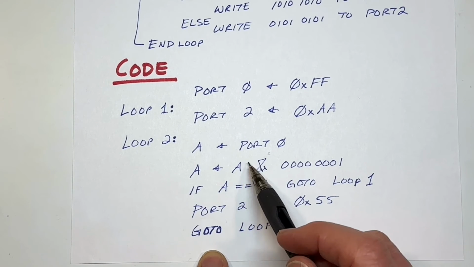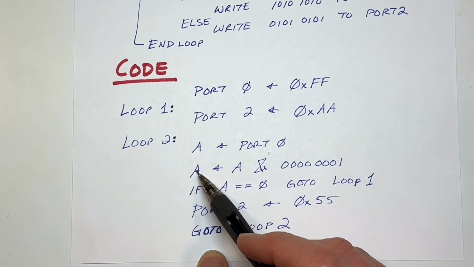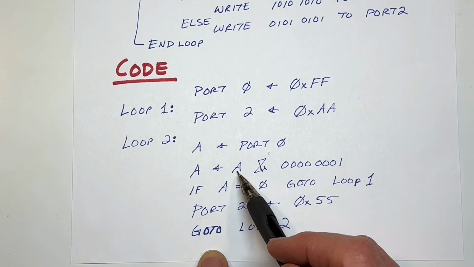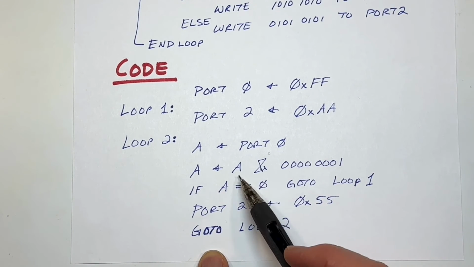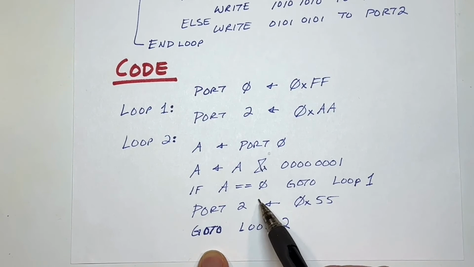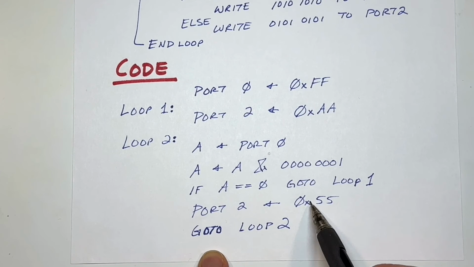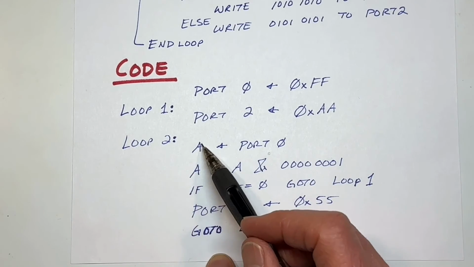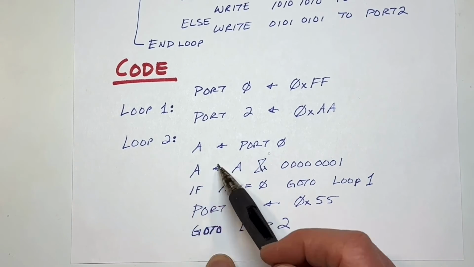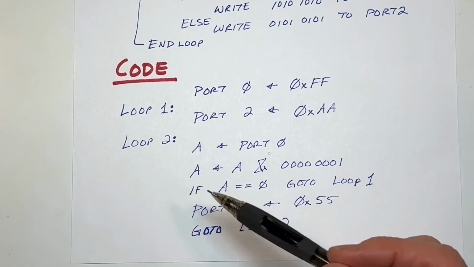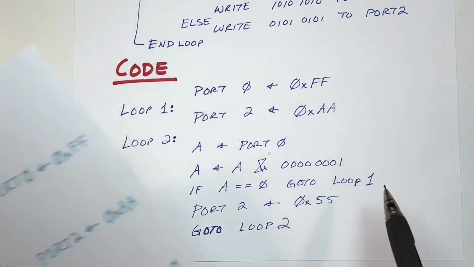On the other hand, if A is not 0, that means the least significant bit of the accumulator was not 0, and so we will instead not take this loop and fall through and write hex 55 to port 2. And then instead of jumping to loop 1, we'll jump to loop 2, so we'll test again. So this is our infinite loop that will keep testing and updating port 2.